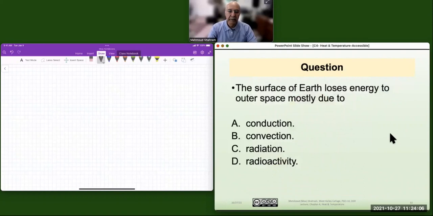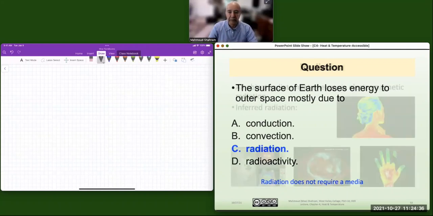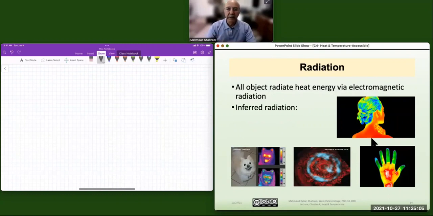So now let's talk about this question: the surface of Earth loses energy to the outer space mostly due to which one of these processes? It loses it by the process of radiation. As I said, everything is radiating. You can see that with an infrared camera. It shows you very nicely what part of your body is radiating more. Or if you look with the satellite, you can see the auroras with the infrared camera from top on the North Pole.